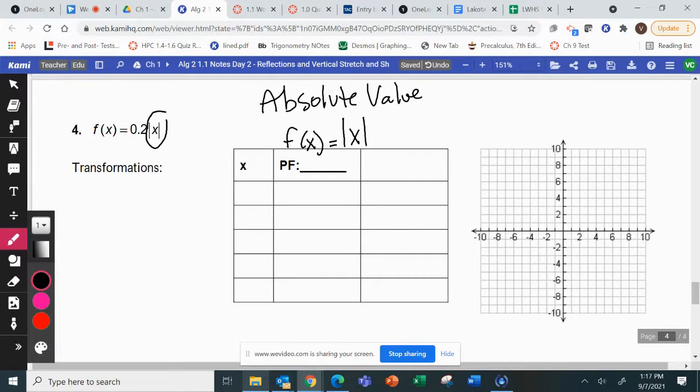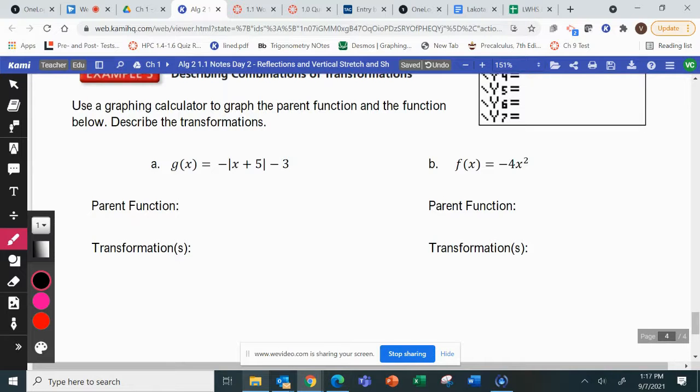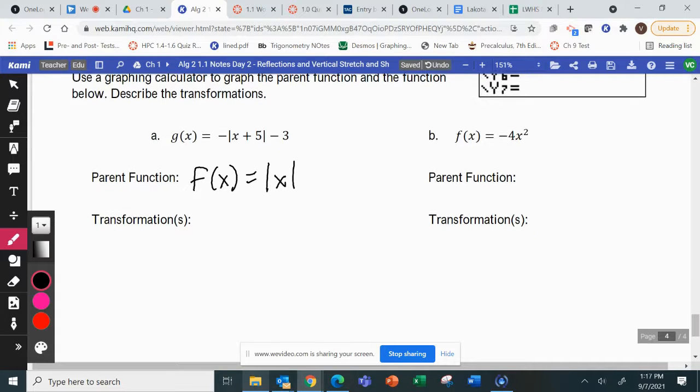What time is our class done? Yeah, we're gonna have to skip ahead. The last section is just asking you to say the parent function. So for question A, f of x equals absolute value of x. And then it's asking you to say all the transformations. So from absolute value of x to look like all of this, we have a negative in front. That's a reflection in the x-axis. And then the +5 is inside of those bars, so if it's inside, it's horizontal.